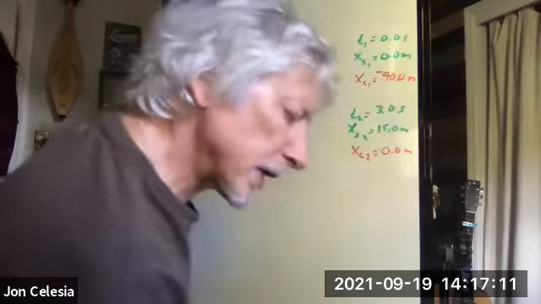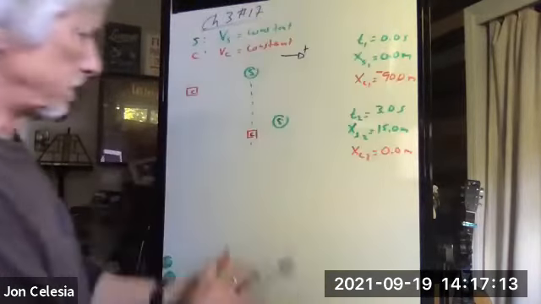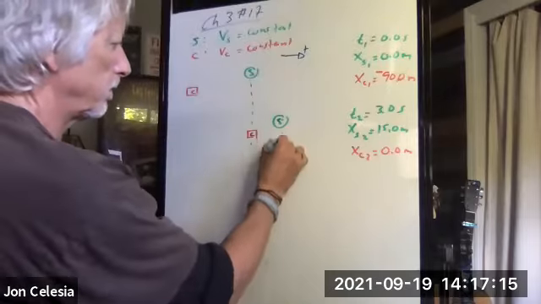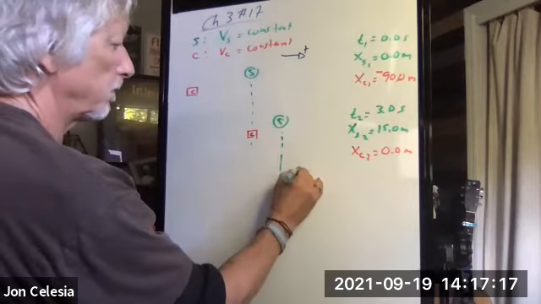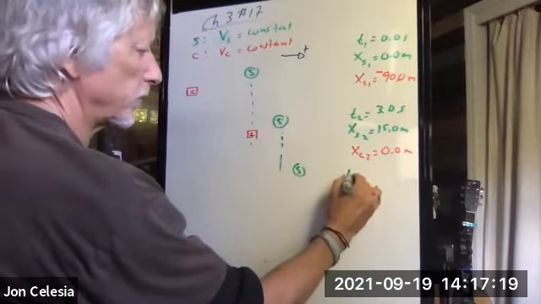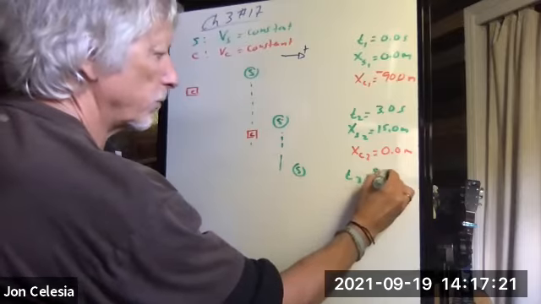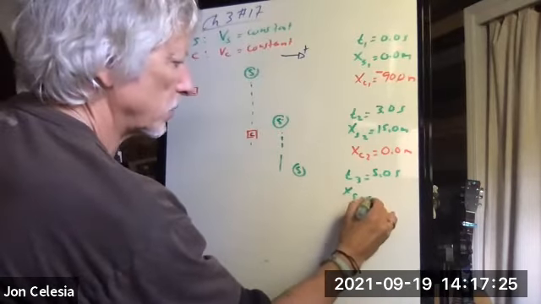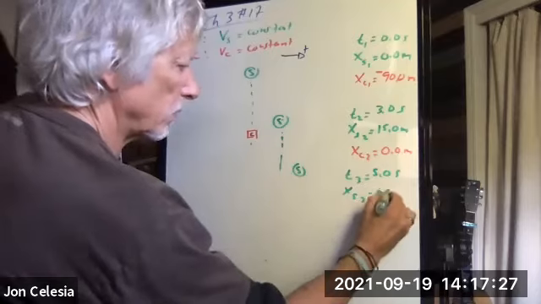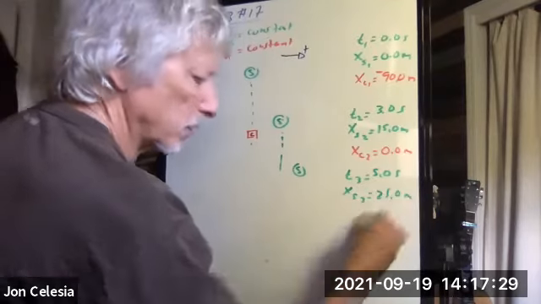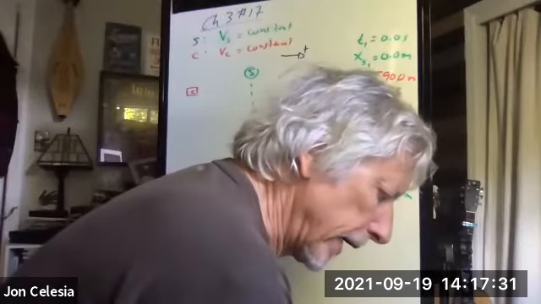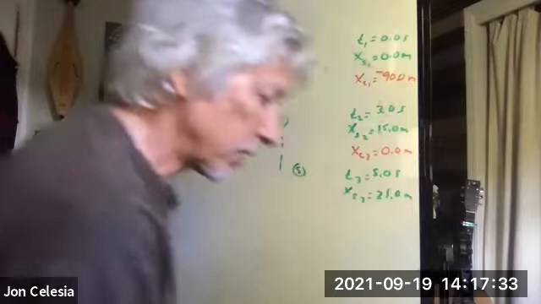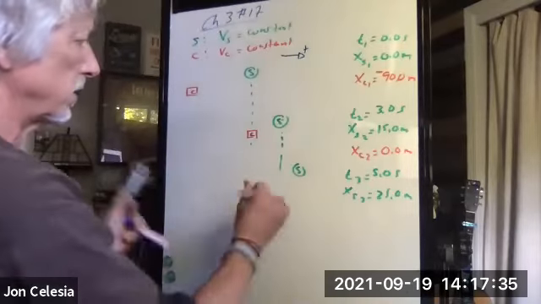After another 2.0 seconds, Sage has run another 10. Another 2.0, so that's 5.0 seconds. Position of Sage at 3 is 25.0 meters. And the cheetah kept going, thank goodness, past her.